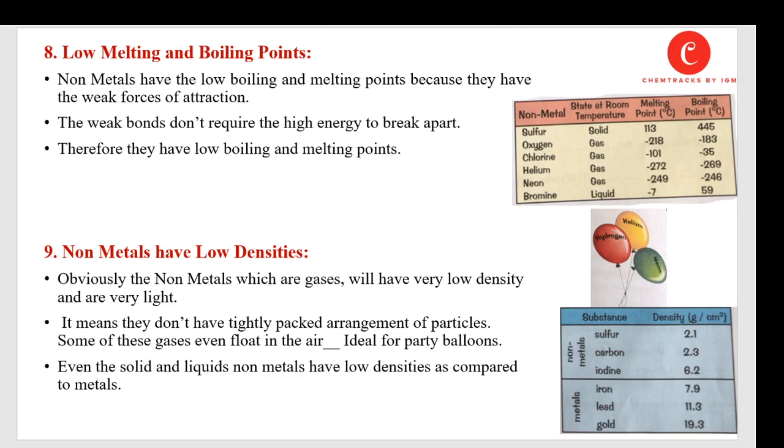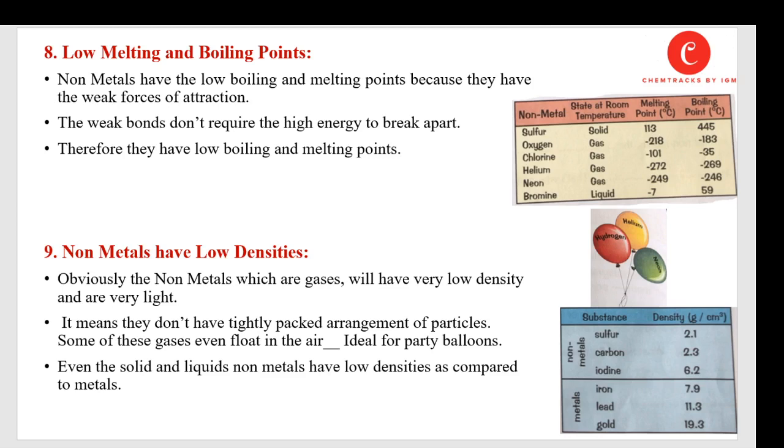Non-metals have low densities. Obviously, the non-metals which are gases will have very low density and be very light, because gases have low density as compared to the other two types of particles, solid or liquid. It means they don't have a tightly packed arrangement of particles. Some of these gases even float in the air and are ideal for party balloons. Helium, hydrogen, and neon balloons are examples of these low density gases.